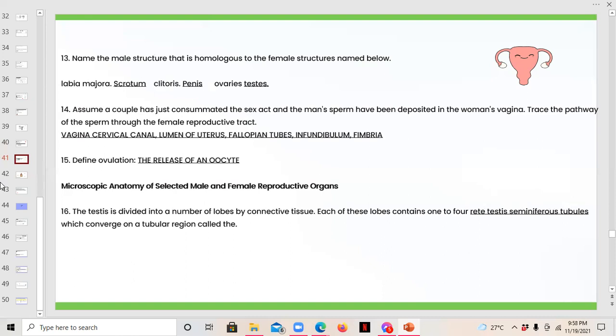Microscopic anatomy of selected male and female reproductive organs. Number 16. The testis is divided into a number of lobes by connective tissue. Each of these lobes contains one to four seminiferous tubules, which converge on a tubular region called the rete testis. Next slide, please.